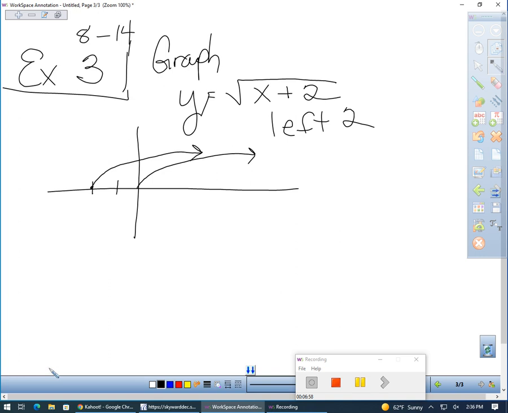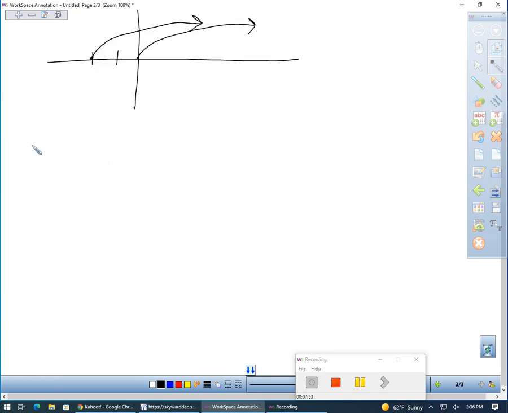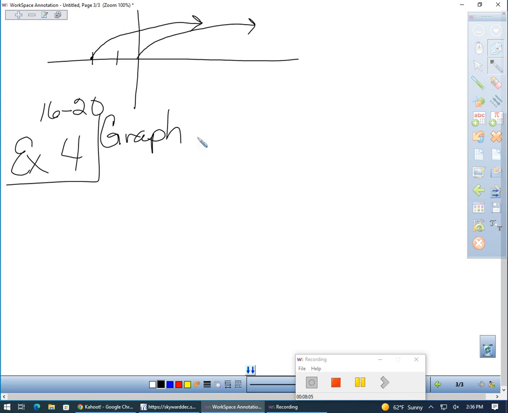It flipped over. Exactly. Yep. Correct. All right, here's example number 4. This is going to cover your 16 through 20. Again, it's going to ask you to graph, but now maybe more than one thing's going to happen.